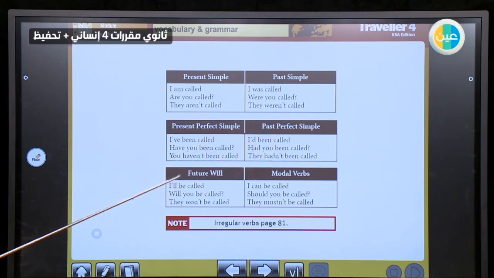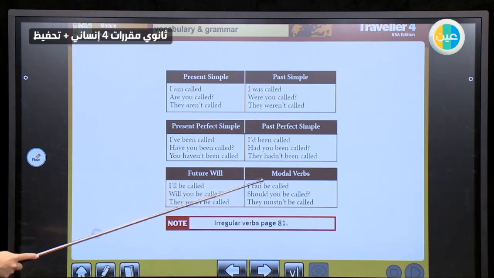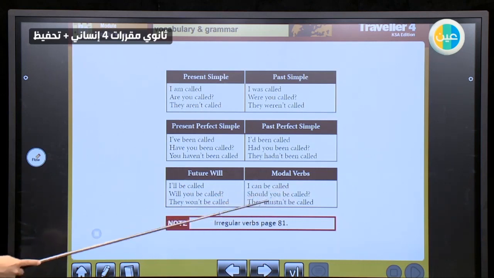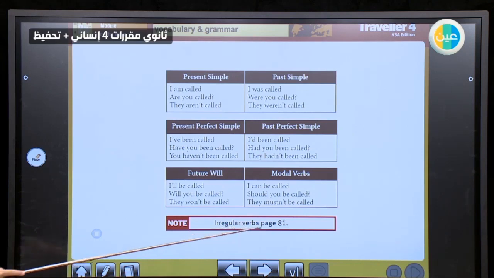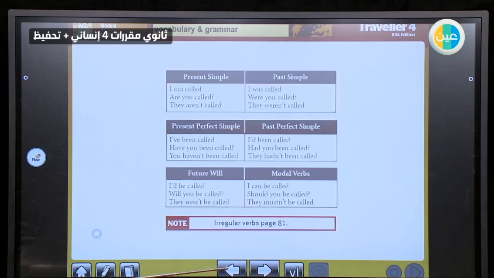Future will: I will be cold. The modal verbs: I can be cold, should you be cold, they mustn't be cold. So all of these consist of be plus the past participle of the verb. You can check the irregular verbs on page 81. Let's go back to our grammar here.